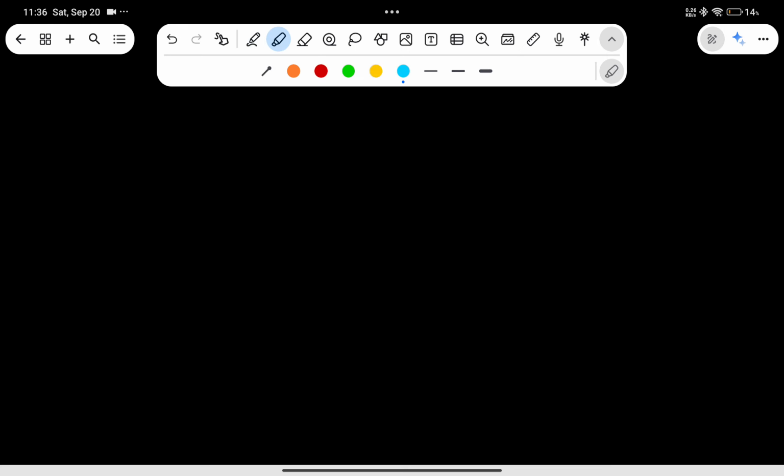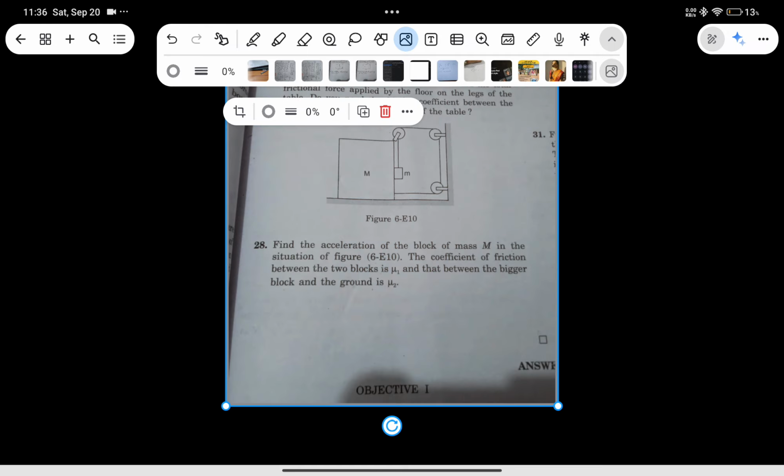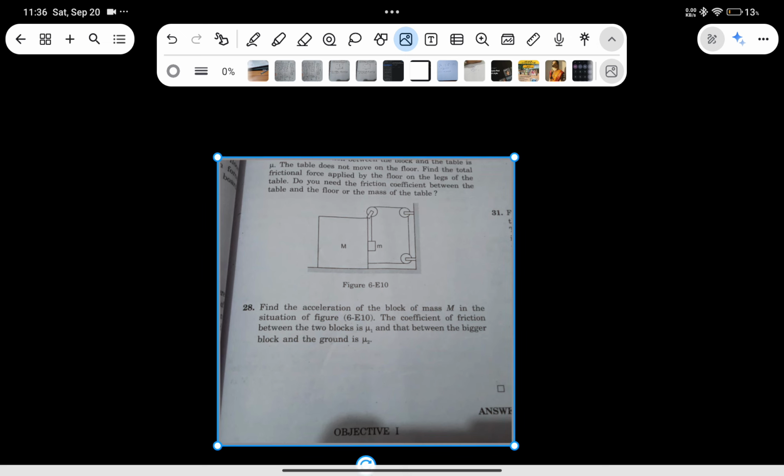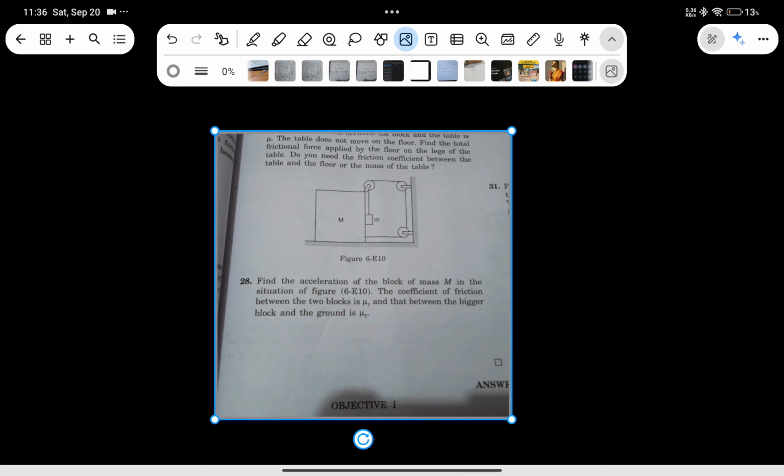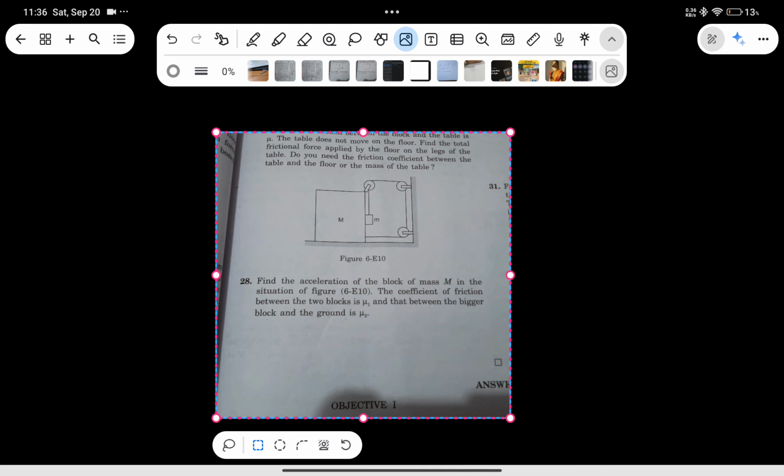Coming to the HCV problem, that is more complicated than that. Alright, so let's see the HCV problem. So you can see, guys, this is the problem. So first of all, let me crop it.